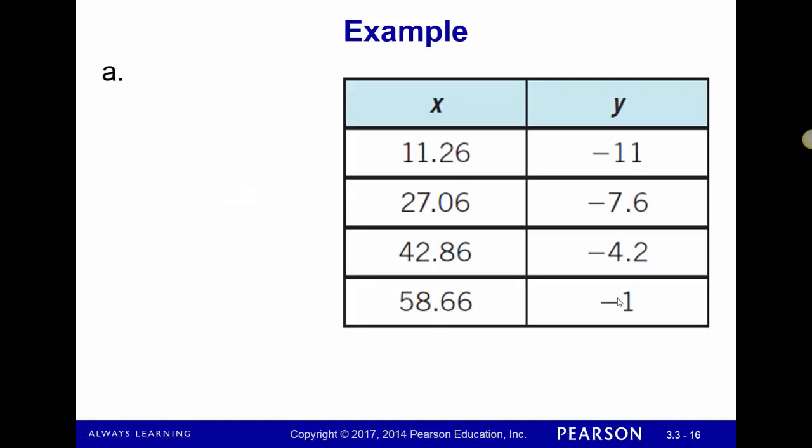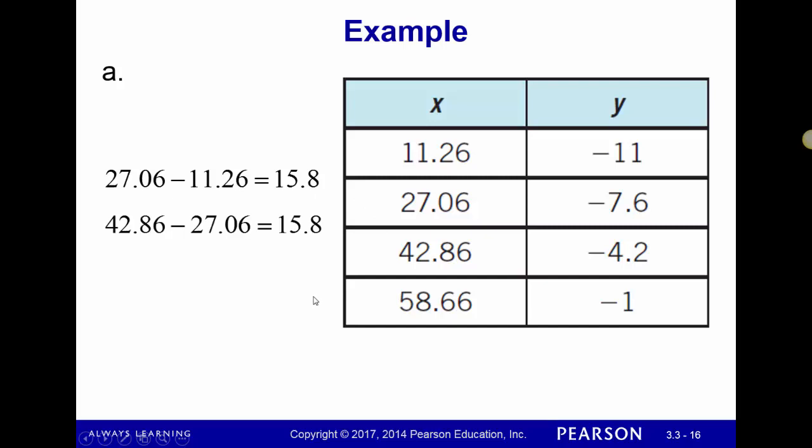So let's take a look at some examples using tables. We want to know whether or not there's a consistent change here. Going from 2.706 to 11.26 is 15.8. What's the change when we go from the 27 to the 42? It's also 15.8. And then when we go from the 3rd number to the 4th number, we also see a change in x of 15.8.